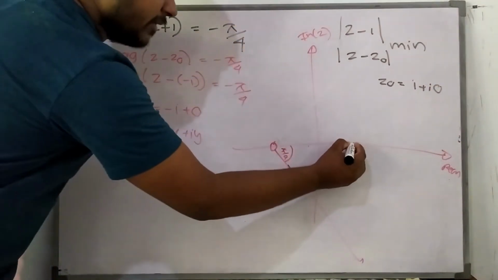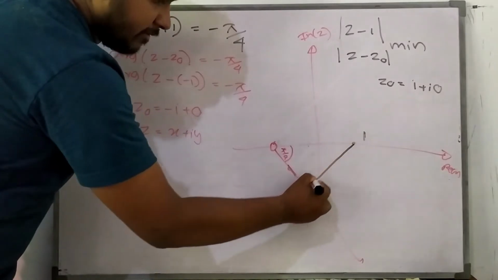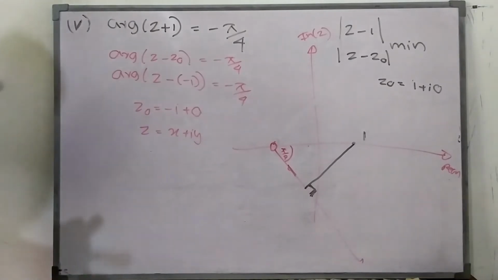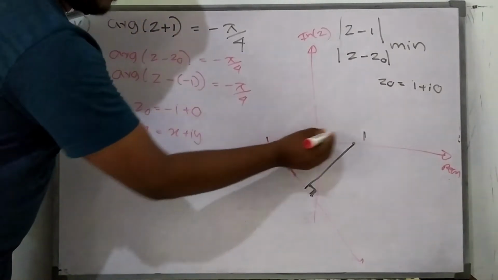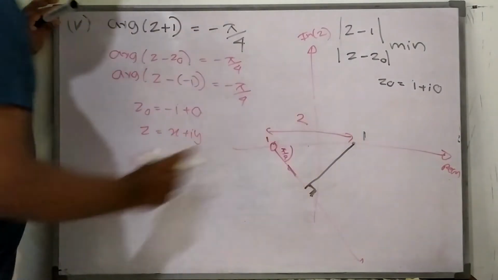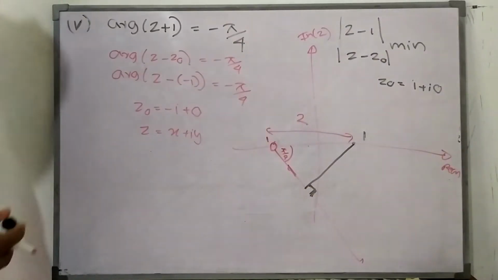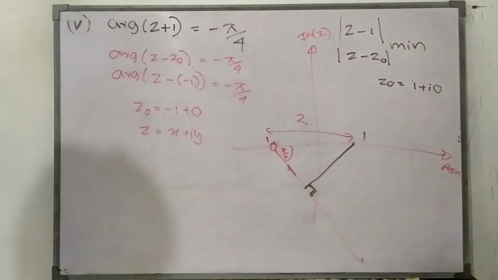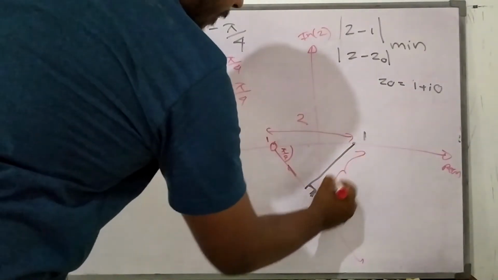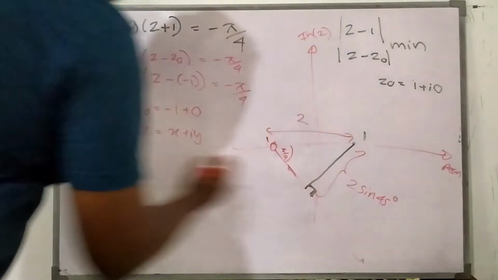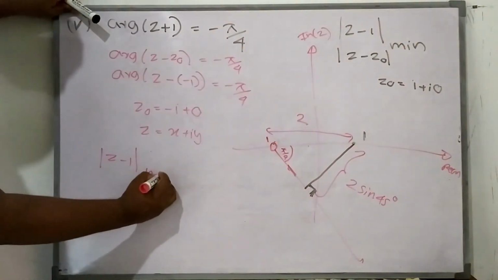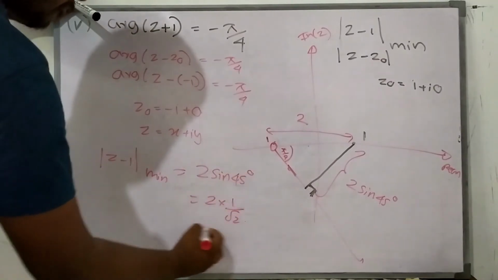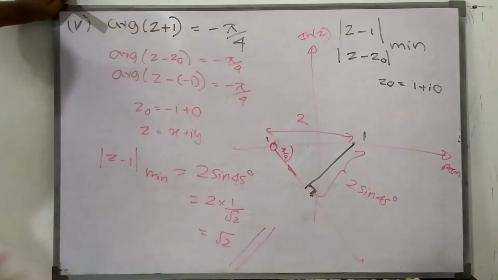So 1 over here. This is the perpendicular line and the minimum value. From here to here, the whole length is 2. Therefore, this is 2 cos 45 and 2 sin 45. So the minimum of modulus z plus 1 will be 2 sin 45, which is 2 over root 2, that is root 2. This is the minimum value.